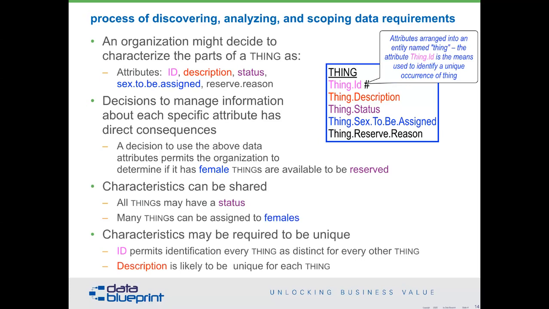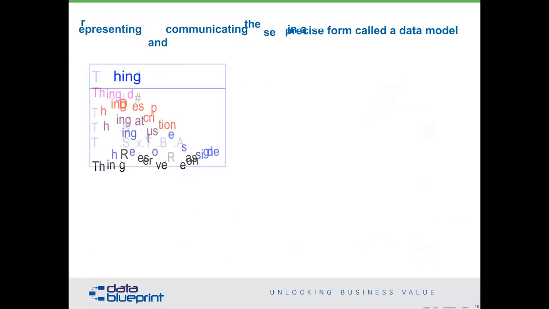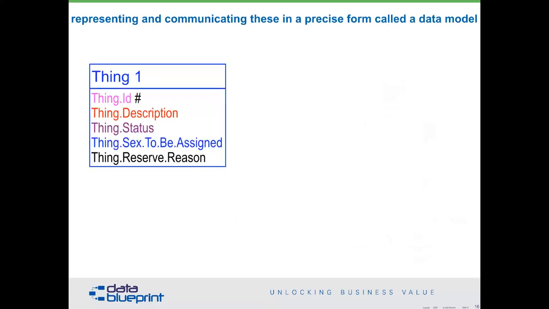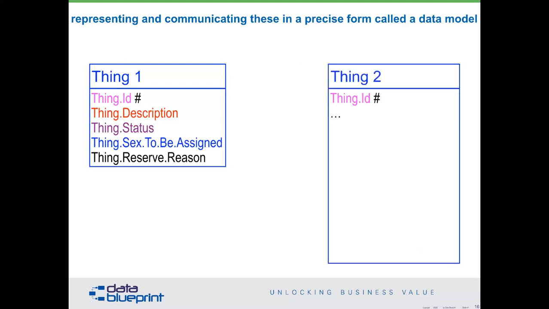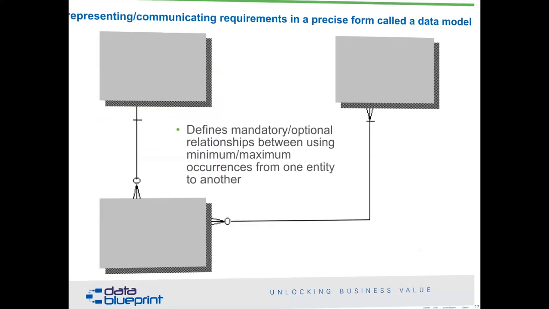Go back to our definition here again and talk about representing and communicating these in a precise form called a data model. So if I have thing one and I have thing two, and I describe a relationship between thing one and thing two, this precise requirement here says that each thing two must be accompanied by a thing one. There's one, there has to be another. They're paired. That's important for some structures. Let's look at a slightly different structure.